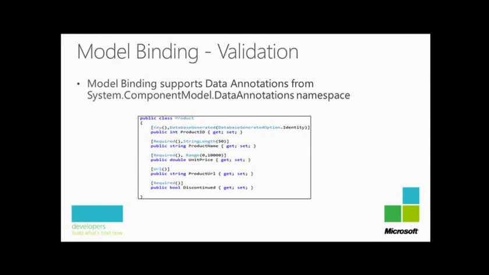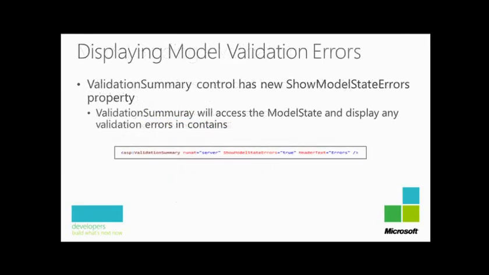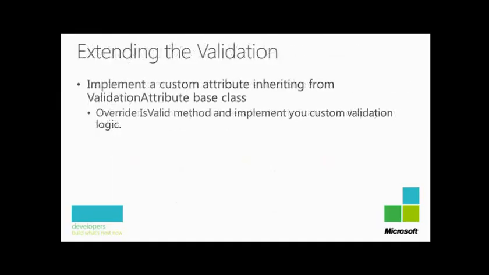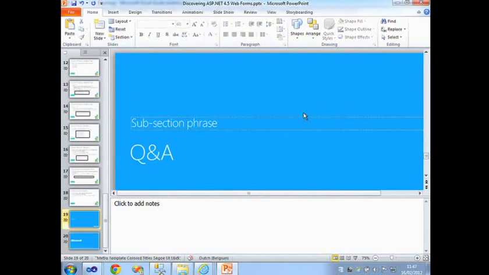So you have the built-in data annotation attributes that have been extended in 4.5. And if you want to write your own validation attributes, you just write a class that inherits from the ValidationAttribute class, and you implement IsValid, your own custom validation logic in there. That's what I took from the model binding of ASP.NET MVC and backported into web forms. So there you now have the choice whether or not you use it.